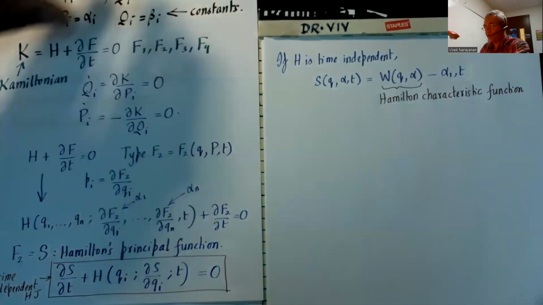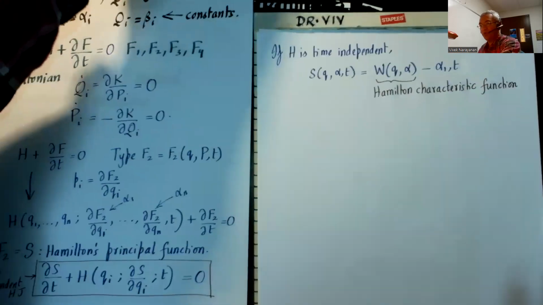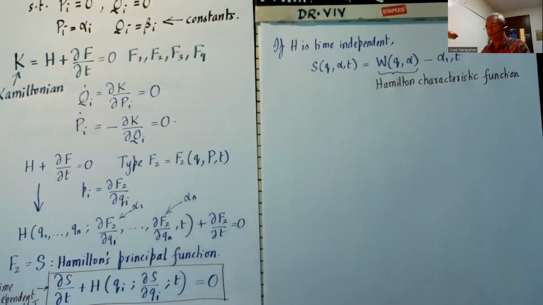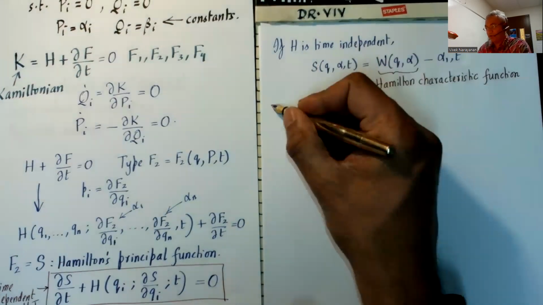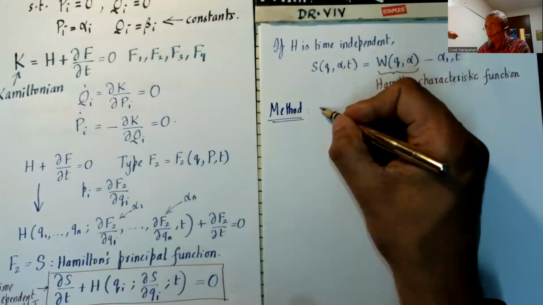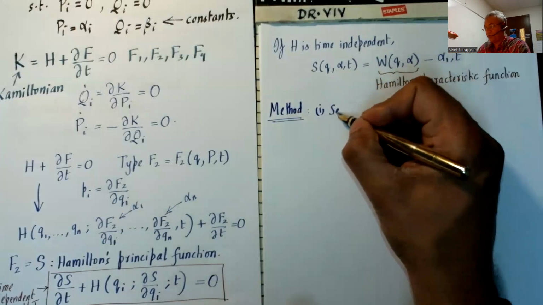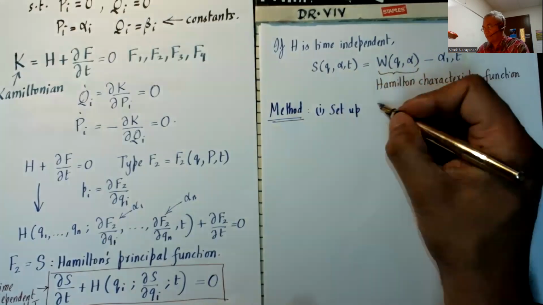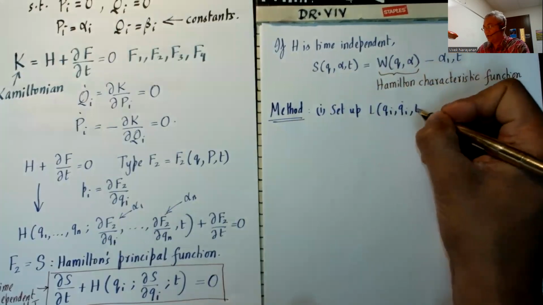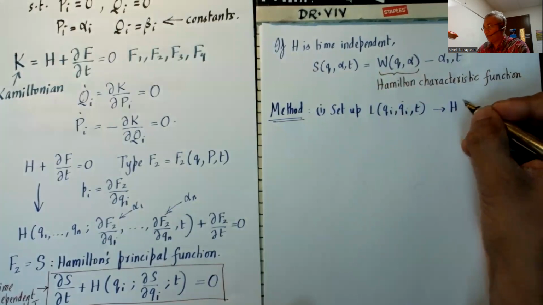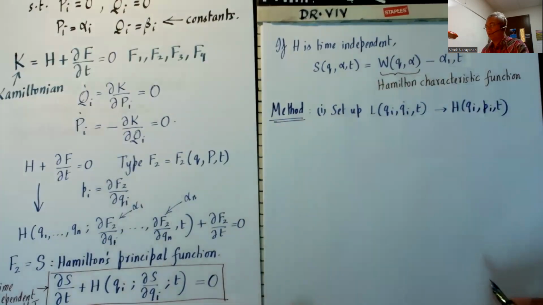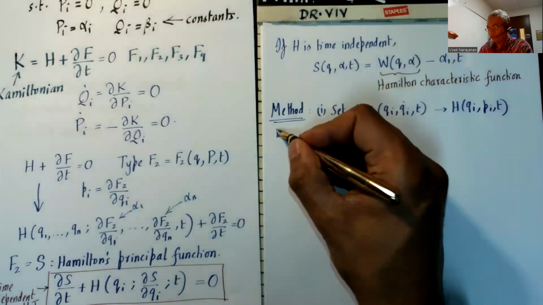So what are we going to do? What is the actual method of solving problems by the Hamilton formalism? So let's just outline this. It's a very systematic, methodical procedure. First thing we need is we need to set up the Lagrangian as a function of Qi, Qi dot, and T, and from that we need to form the Hamiltonian. Now each of these is a significant step, but in this new formalism, that's just the first step.